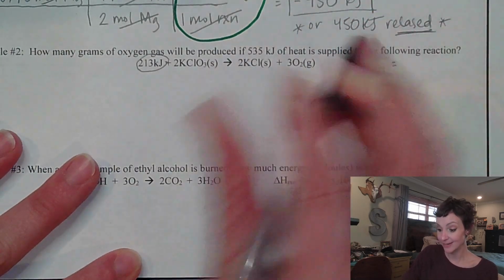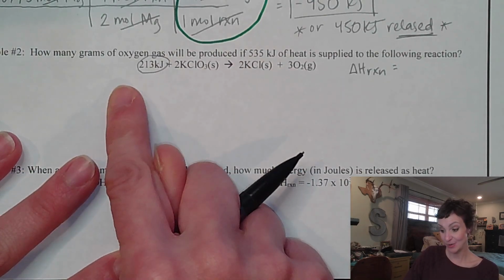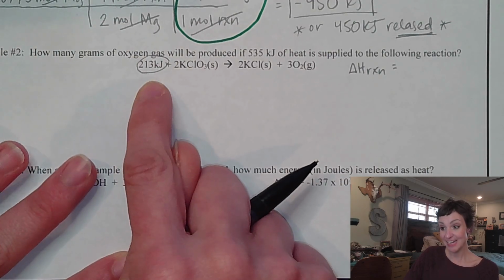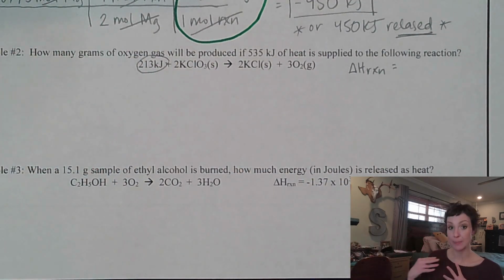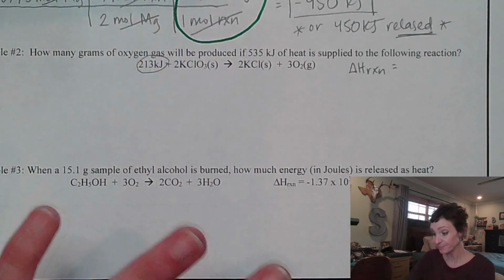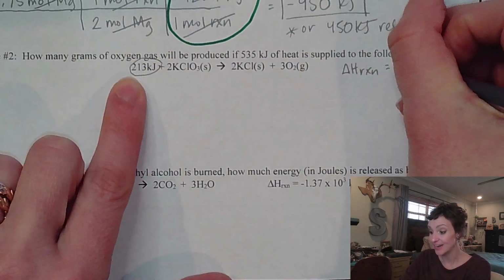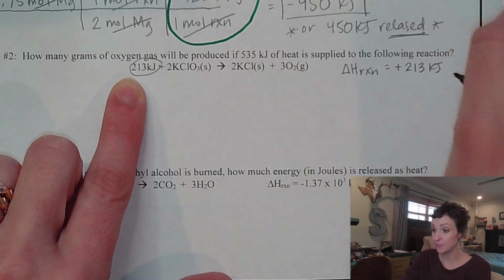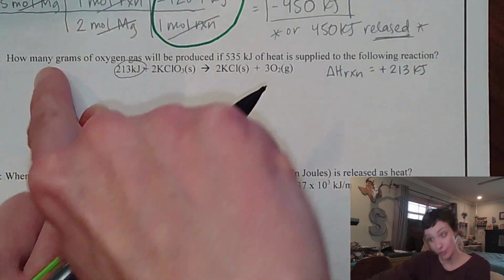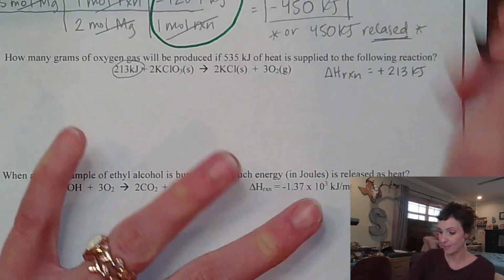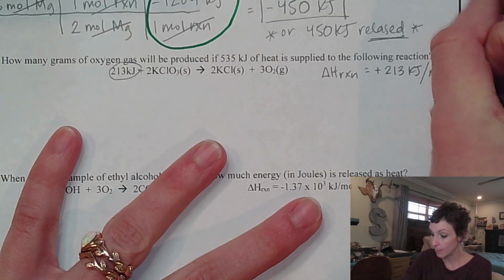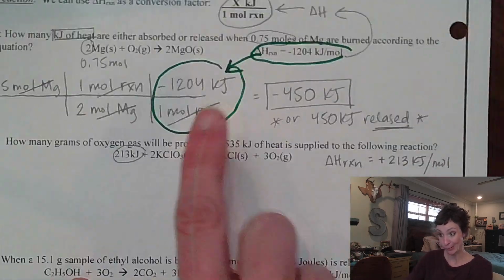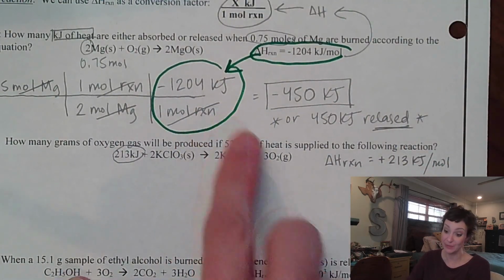I'll tell you. Which side of the equation is that 213 kilojoules? It's on the reactant side. That means heat needs to be absorbed to get the reaction started, right? So that means this value is a positive 213. But this represents how many kilojoules are in every one of these, so I'm going to say per mole of that reaction. Cool, so that is important. We know we probably will be using this as a conversion factor like we did up here.